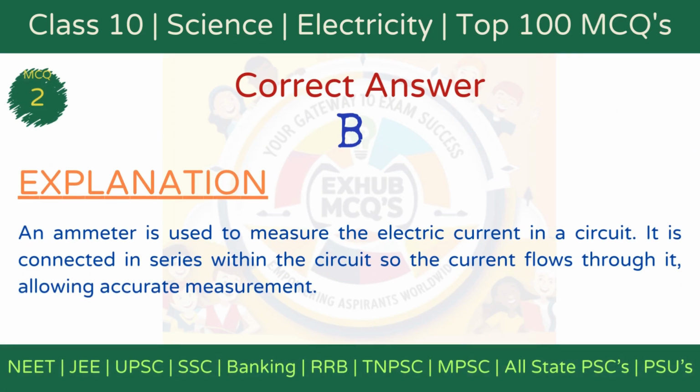The correct answer is option B, ammeter. An ammeter measures electric current in a circuit. It is connected in series with the circuit element to ensure the entire current flows through it, providing accurate readings of current.